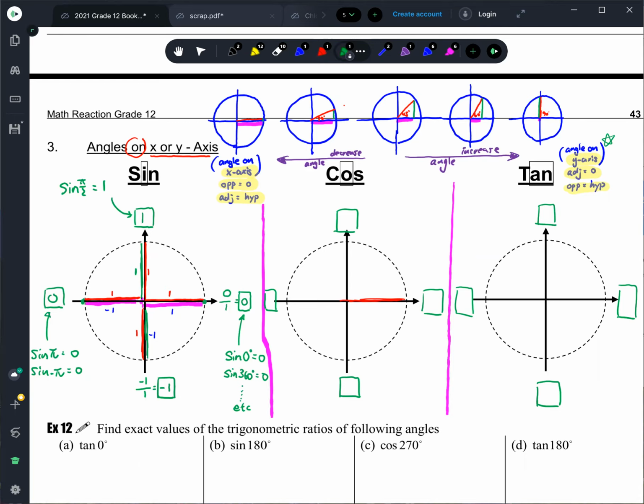Adjacent over hypotenuse. When it's on the x-axis, oh, so 1. Yes, adjacent and hypotenuse are the same. So when you divide, it should be 1. Okay. Now let's go on to 90 degree.